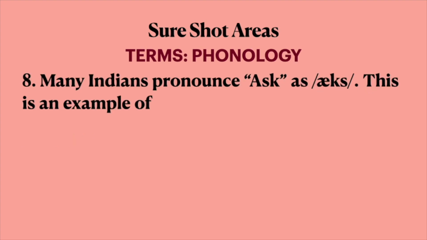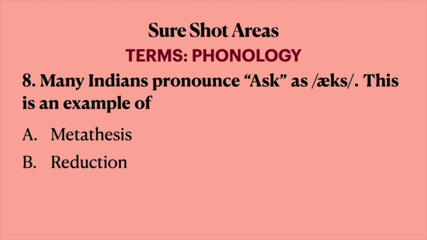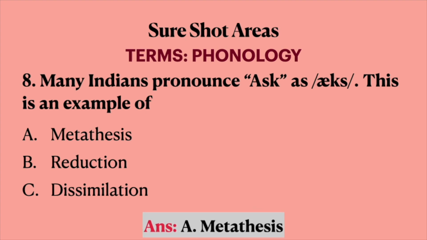We have a question from phonology. Many Indians pronounce 'asks' as 'ax'. This is an example of which of the options? A. Metathesis. B. Reduction. C. Dissimilation. And the answer is metathesis. Bridget, so many people say 'ux', 'tasky', etc. This is metathesis: the transposition of sounds in a word or words in a sentence. This is called metathesis. That means ulta pulta ho jata hai.